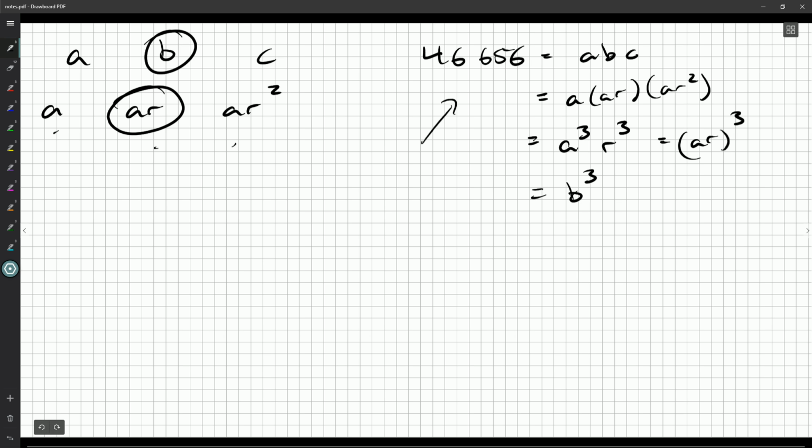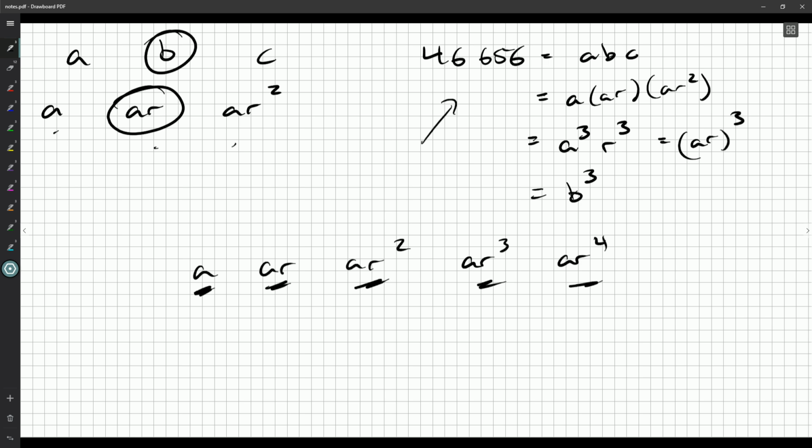And it doesn't just happen with 3. If I take A, AR, AR squared, AR cubed, and AR to the 4th, these are 5 terms of what we call a geometric sequence, a sequence that starts with a term, and then to get the next terms, you multiply by this constant number R, whatever it is. But if I take these and multiply them together, I know for a fact it's just going to be the middle number to the power of 5. It's a really, really cool property. And because I know that, I was able to approach this question very quickly.